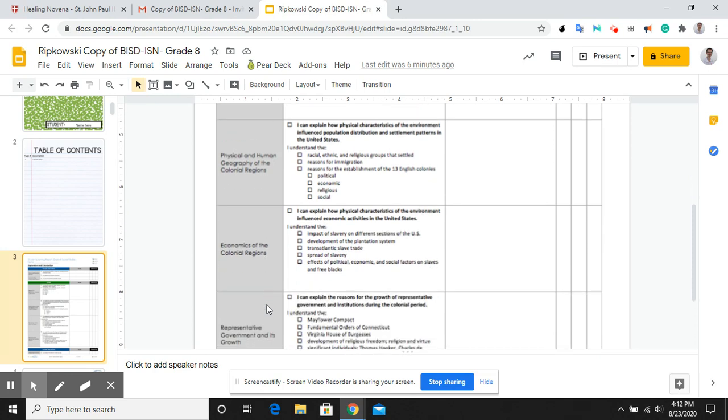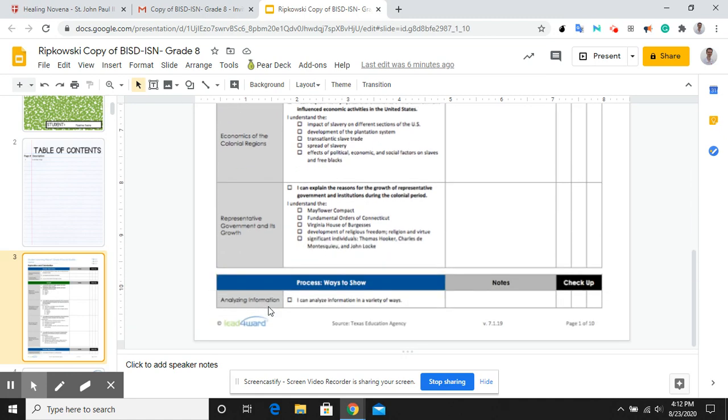And then the economics of the colonial region. Specifically, when we separate the 13 colonies, they're separated into 3 regions. Each one is specifically known for making money in different ways. So we're going to learn how they made it in different ways.